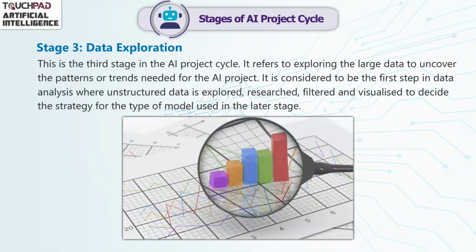Stage 3. Data exploration. This is the third stage in the AI project cycle. It refers to exploring the large data to uncover the patterns or trends needed for the AI project. It is considered to be the first step in data analysis where unstructured data is explored, researched, filtered, and visualized to decide the strategy for the type of model used in the later stage.